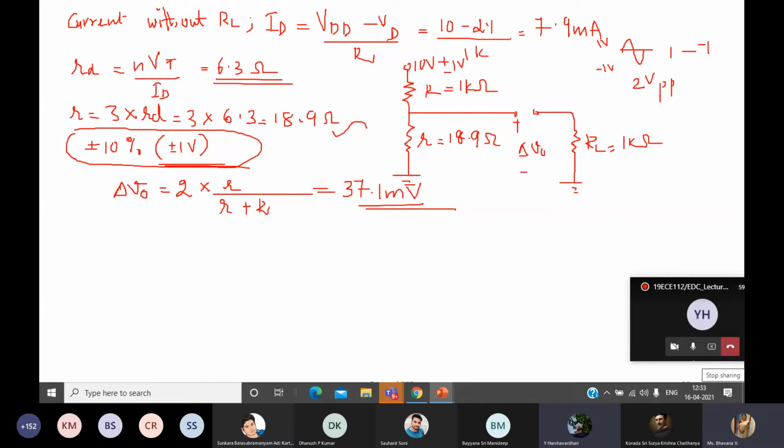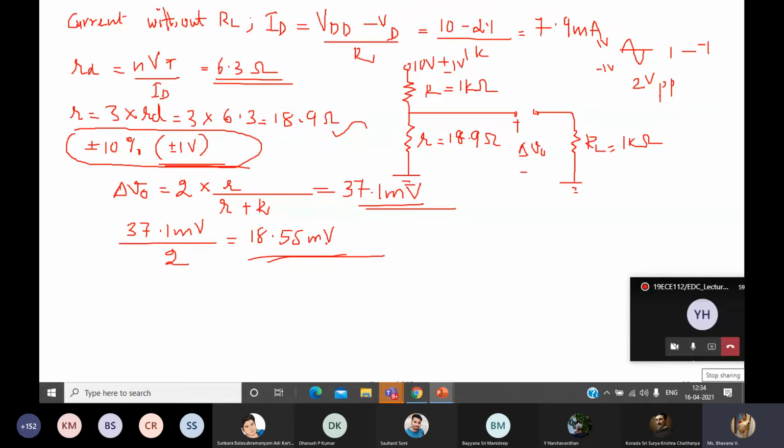37.1 millivolt. So this is the peak to peak, right? So what will be the peak value? Peak value of the output voltage will be divided by 2, isn't it? Yes or no? Yes, ma'am.